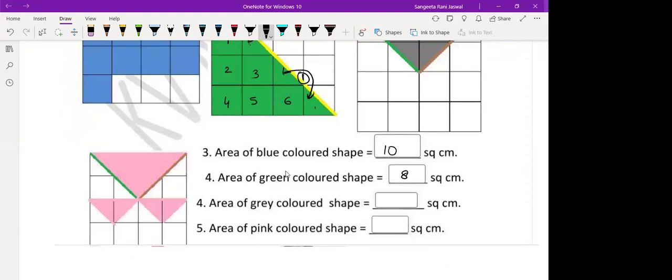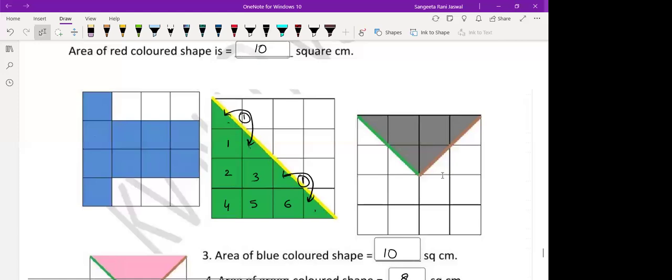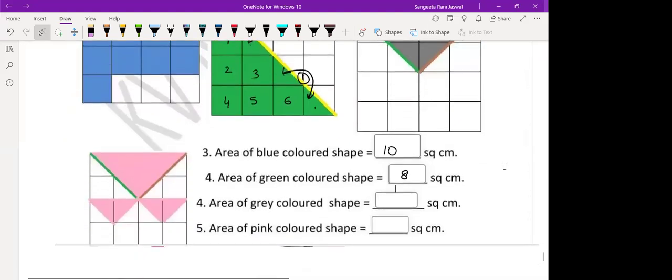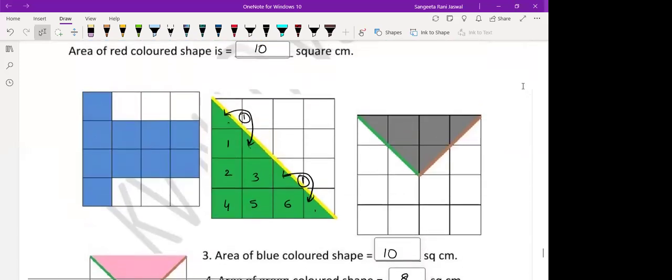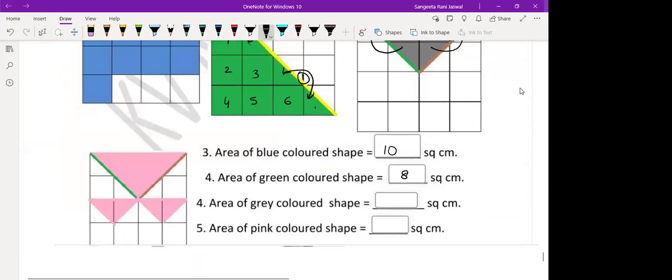Then the area of the gray colored shape. Okay, let's count the area of the gray colored shape. Please count the area of gray colored. Yes, Neha. Ma'am, it's 4 square centimeters. Okay, let's count the complete squares first. 1, 2, then 3, these two will make 3, then 4. Very good, Neha. So that's 4 square centimeters.